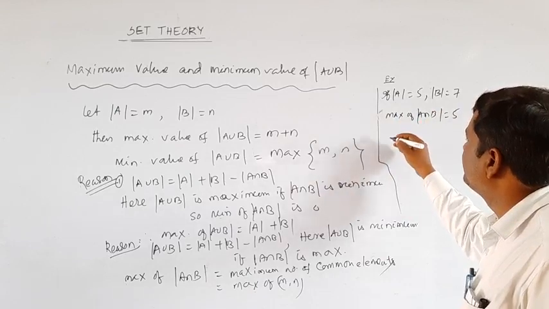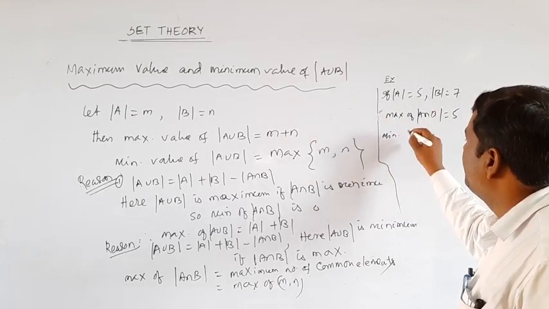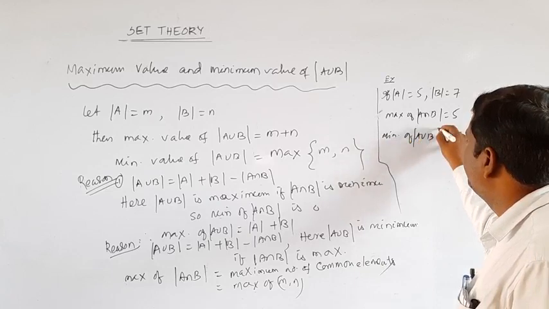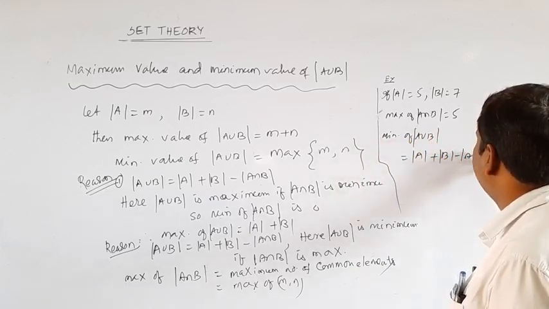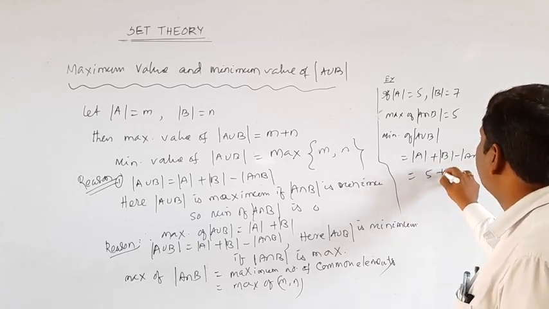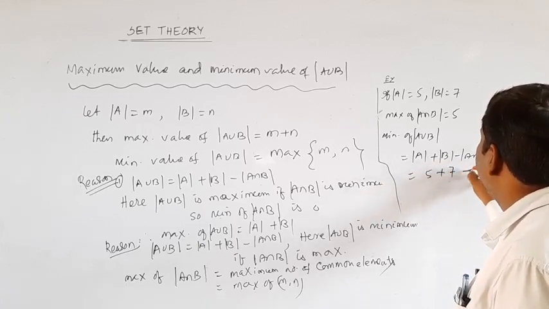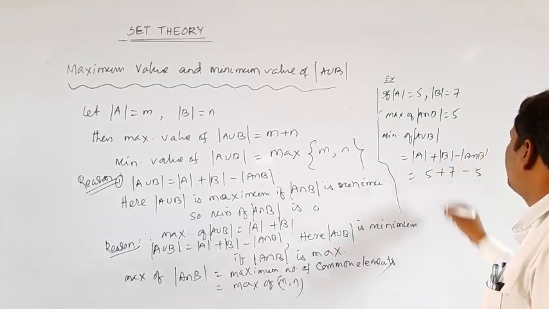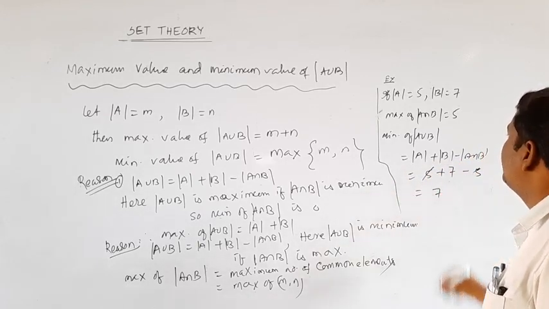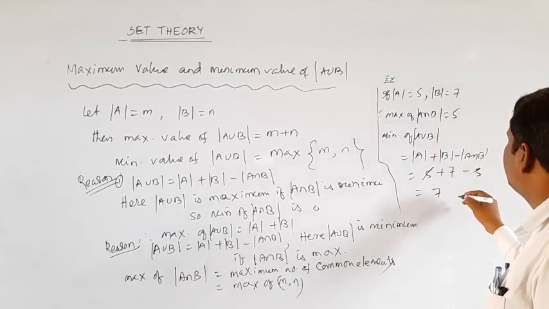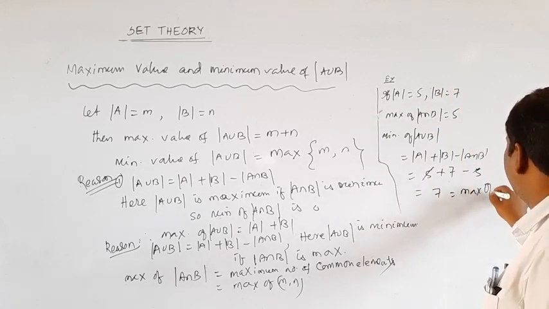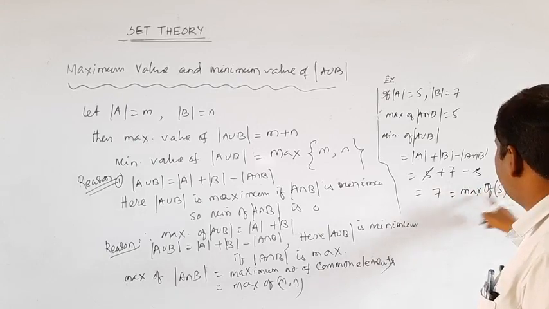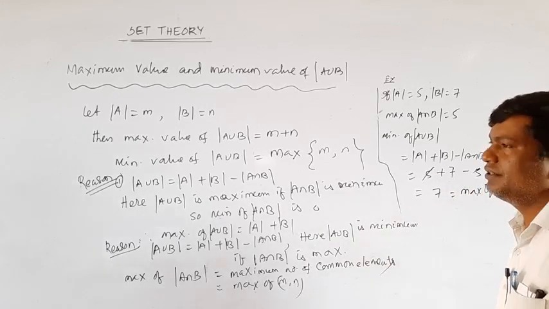So minimum of A union B cardinality is equal to A cardinality plus B cardinality minus A intersection B. So A cardinality is 5 plus 7 minus 5. So 5 cancels, and this is equal to 7, which is the minimum. Here 7 is the minimum, so this is the maximum of 5 comma 7, so 7. This is the reason. Okay.